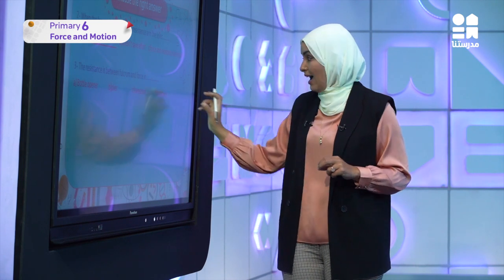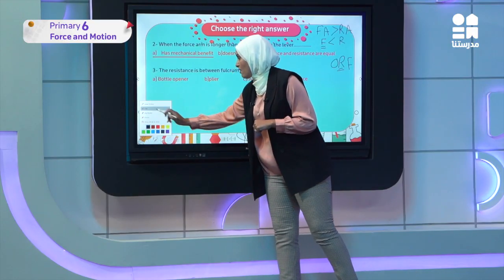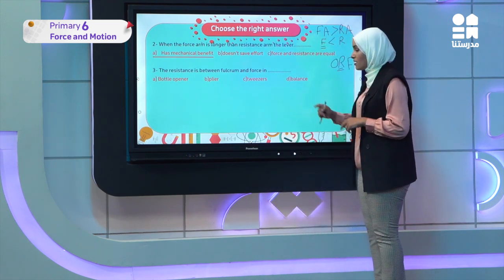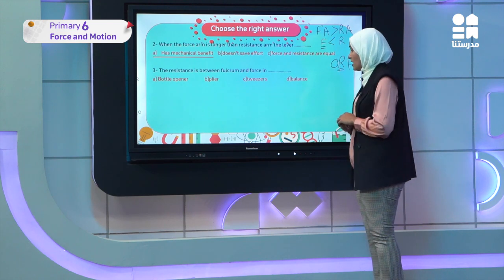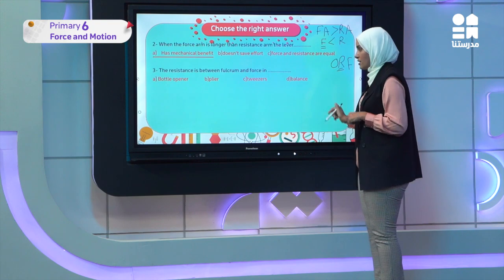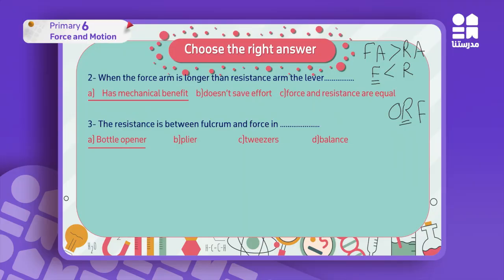تقدر ترسمهم على جنب وتعرف مين فيهم السكند كلاس lever أو تبقى أصلا فاكرهم من الإكزامبلز and you can choose. In this question we have the bottle opener which is the second class lever, plier دي شبه السيزرز يبقى first class, tweezers third class, balance is first class lever. So my right answer is bottle opener.